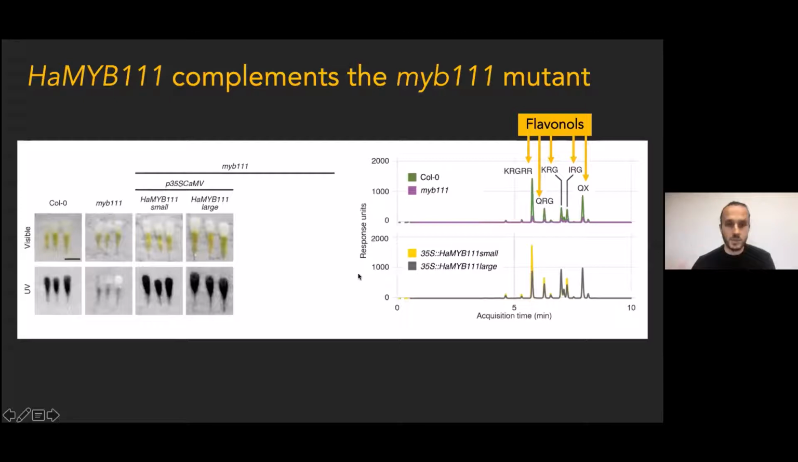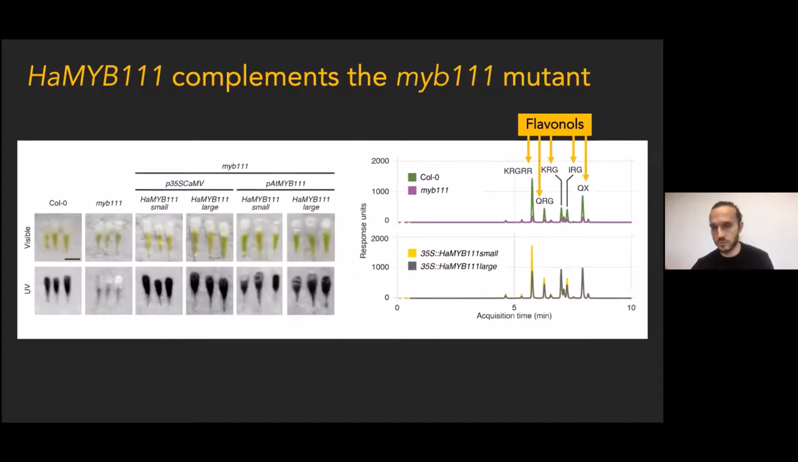And the same is true when you use a constitutive promoter, 35S, that would express this gene everywhere at very high levels, but also when we use the endogenous promoter from Arabidopsis. So we drive the sunflower MIB-111 under the control of the Arabidopsis MIB-111 promoter, and we again see accumulation of flavonol pigments, the UV absorbing pigment, in the petals.